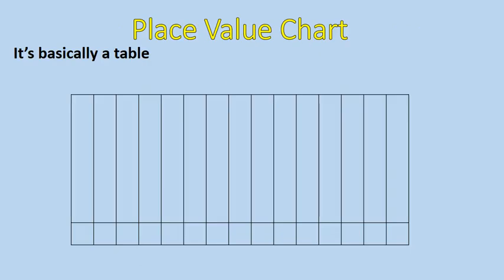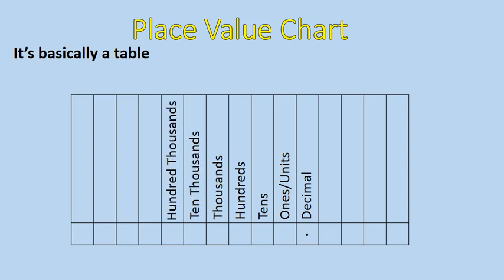A place value chart is basically a table built around the decimal place. To the left of the decimal, you would have the ones column, or the units, tens, hundreds, then thousands, 10,000s, 100,000s, followed by millions, 10 millions, 100 millions, and billions. So that's it. Those are your place values.